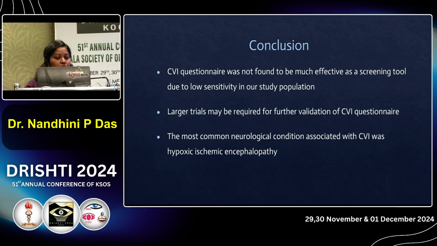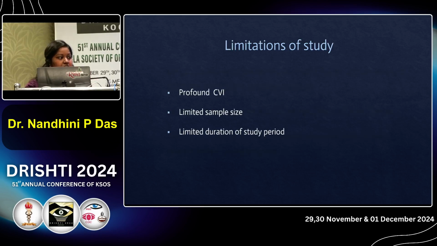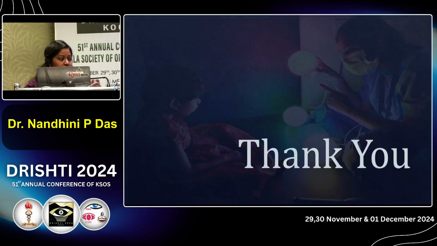The most common neurodevelopmental condition was hypoxic ischemic encephalopathy. The limitations of the study were that the majority of the children had low function CVI, which is profound CVI, along with limited sample size and limited duration of the study. I would like to conclude by saying that early screening and intervention of CVI may improve the visual outcome of these children, so a valid screening tool is helpful for them. Thank you.